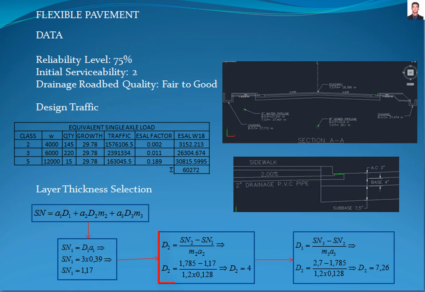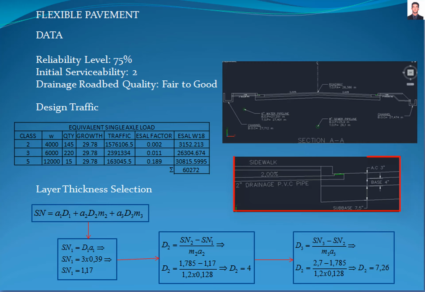Now we calculate the thickness required for the base layer with this equation, where SN2 is a value assumed for the structural number of the base layer plus the structural number previously calculated. The value assumed is 0.615, giving a base thickness of 4 inches. And finally, the thickness of the subbase layer is calculated with this equation, where SN3 is the structural number required for the whole structure, which is 2.7 minus SN2, giving a subbase thickness of 7.26 inches.